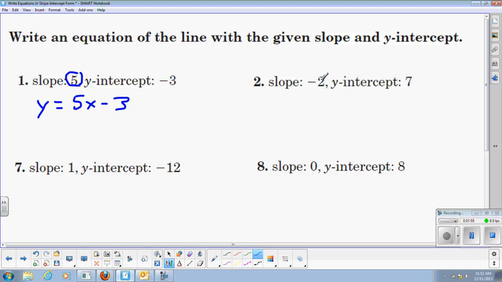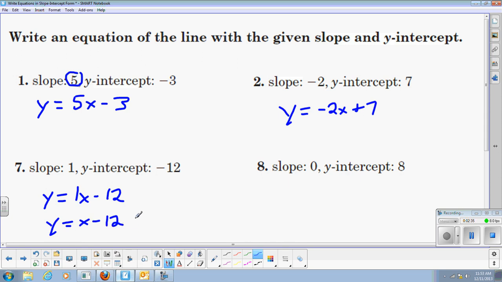Number 2, slope is -2, y-intercept is 7. Y equals -2x. This is a +7, so I put +7. Number 7, I have a slope of 1. Y equals 1x minus 12. All right. If you look in an answer key, you might not see the 1 there. You could also see this written as y equals x minus 12. Both of these work. Both are correct. Both have the same meaning. 1x minus 12 or y equals x minus 12.